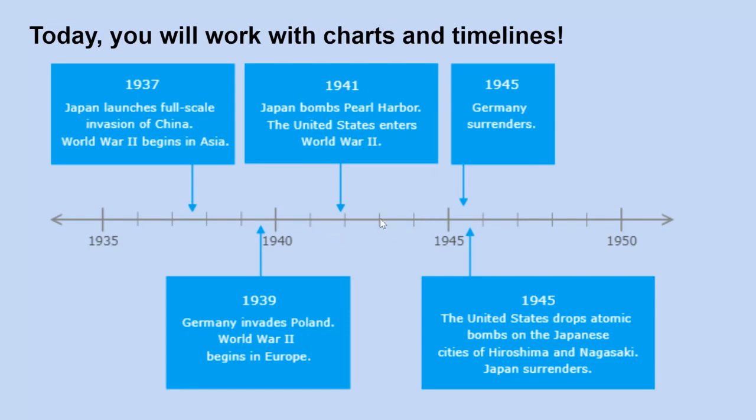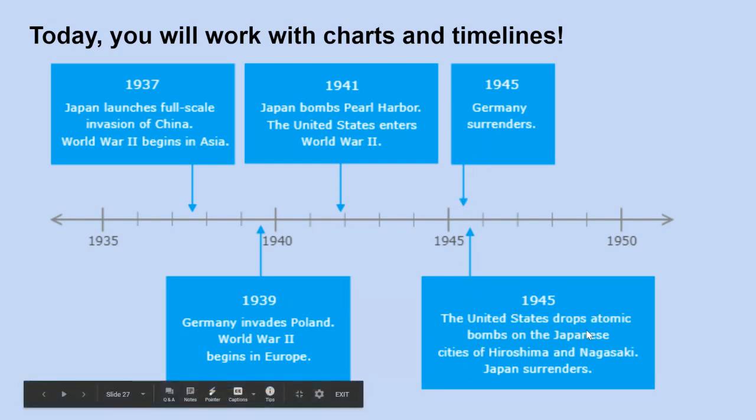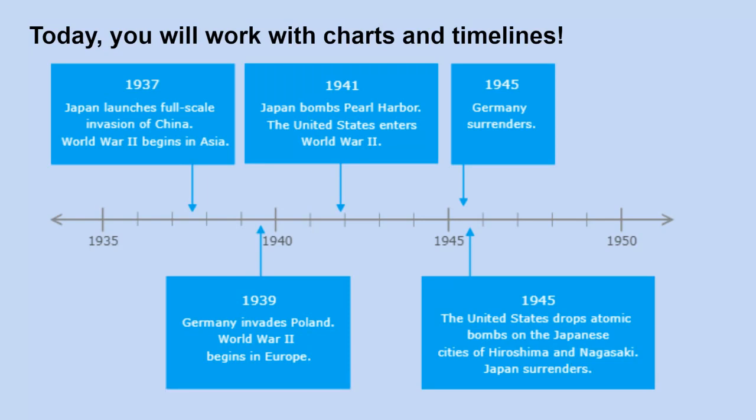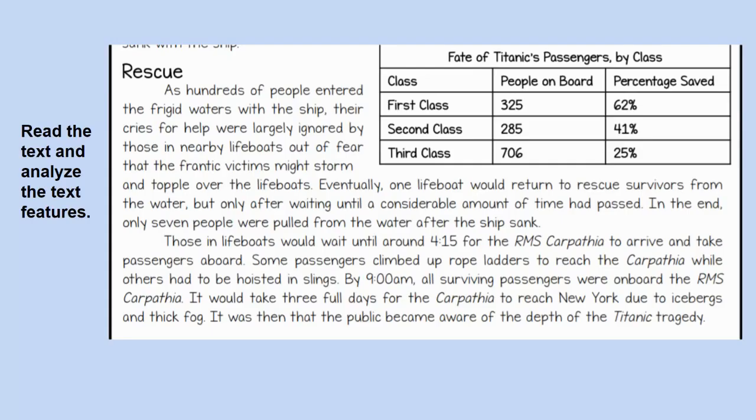As I continue across the timeline, I see in 1945 a couple things happened. This detail comes first. In 1945, Germany surrendered. After Germany surrendered, the United States went and dropped the atomic bomb in Japan, and that was when Japan surrendered in World War II. So again, today you're going to have a chart and a timeline that you're going to be working with for the Titanic.